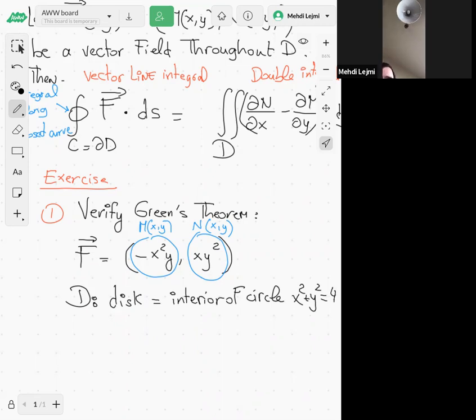So we have to verify Green's theorem. What does it mean? What do we have to do here to verify Green's theorem? Well, we have to compare both sides of Green's theorem, right? We have the left side, which is a vector line integral, and the right side, which is a double integral over this region D. To verify it, we compare the left side to the right side. They are supposed to be equal, right?